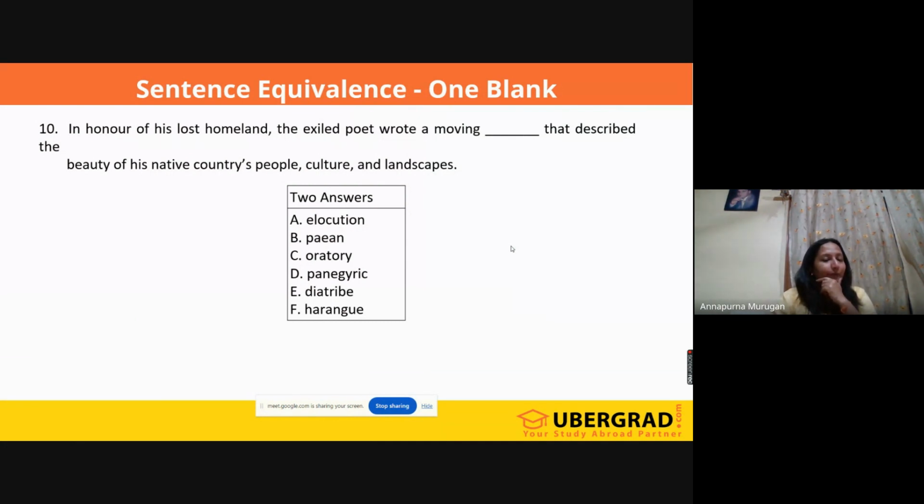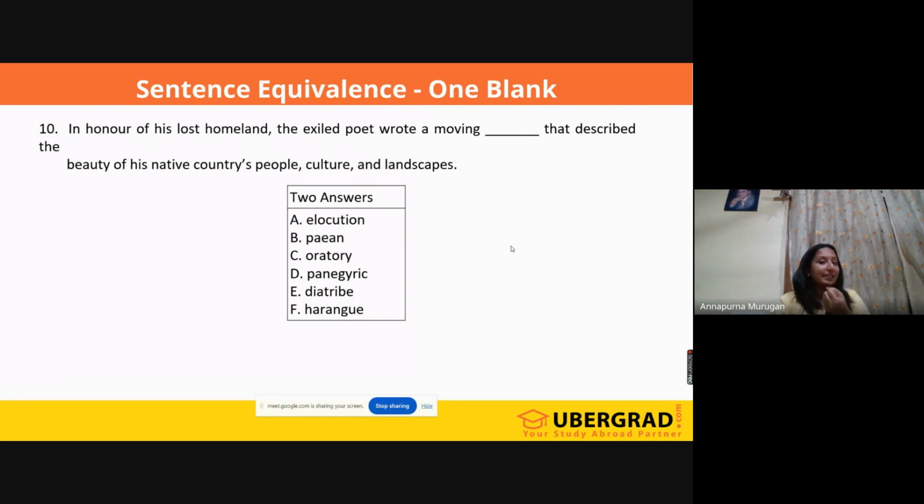Now, try to solve this. In honor of his lost homeland, the exiled poet wrote a moving dash that described the beauty of his native country's people, culture, and landscapes. That means he's writing something that is describing the country which is lost. Okay, that homeland is no more.